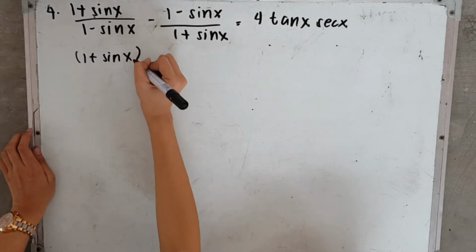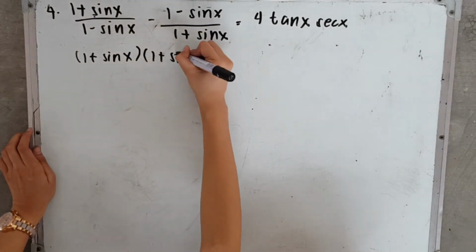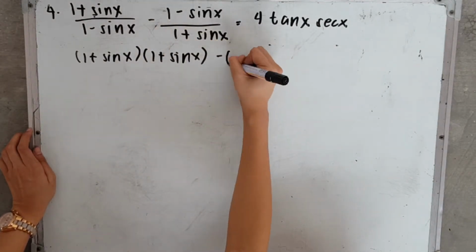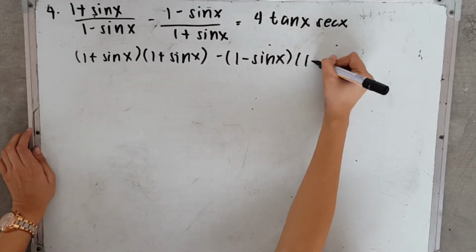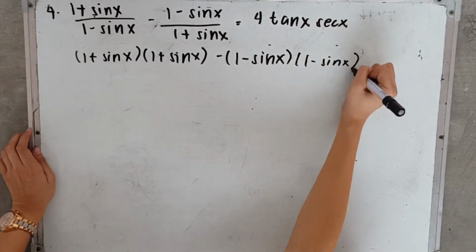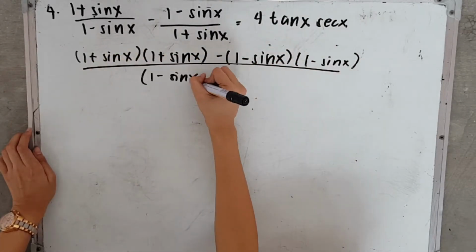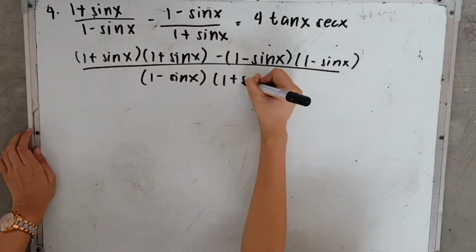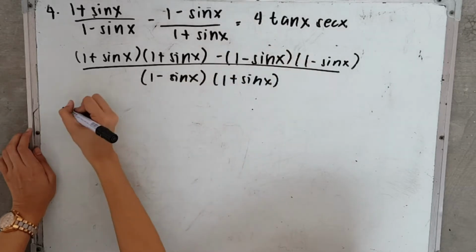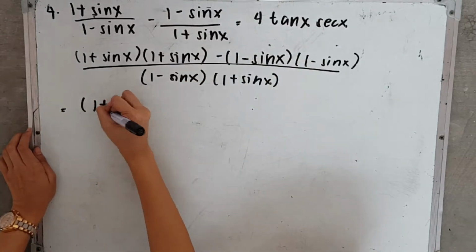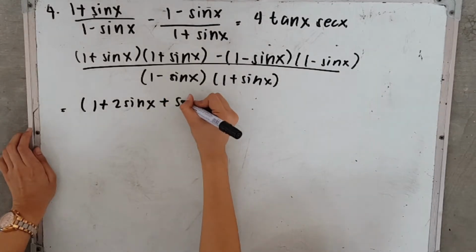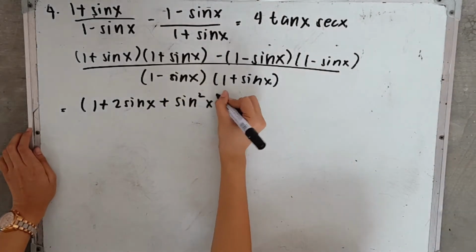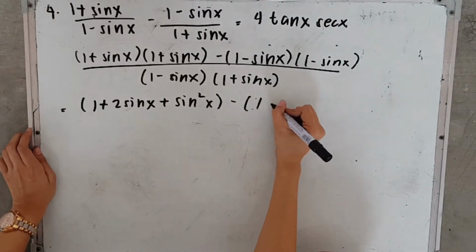Next, we work on the left side. 1 plus sine x times 1 minus sine x minus 1 minus sine x times 1 minus sine x over 1 minus sine x times 1 plus sine x. The product of 1 plus sine x times 1 plus sine x is 1 plus 2 sine x plus sine squared x.